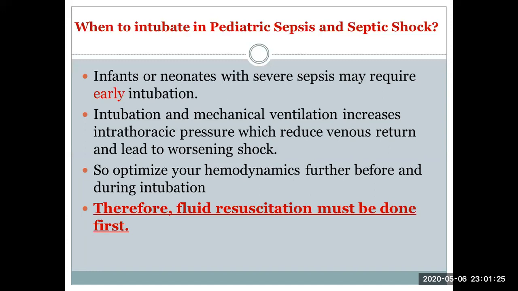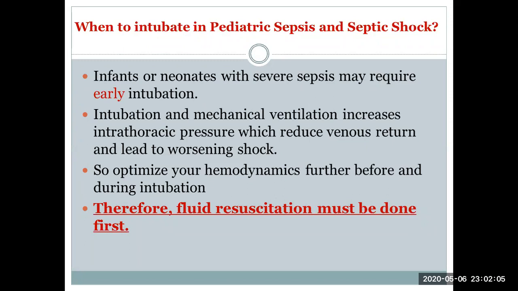Keep in mind, juniors might not know this point: intubation and mechanical ventilation increase the intrathoracic pressure, which reduces the venous return and leads to worsening shock. The thing is, if your patient is having, let's say, borderline blood pressure or normal blood pressure for age, and you are intubating your patient as elective or as emergency, the blood pressure will worsen once you start your positive pressure ventilation. So optimize your hemodynamics further before and during the intubation. Therefore, fluid resuscitation must be done first. This is what we said earlier.